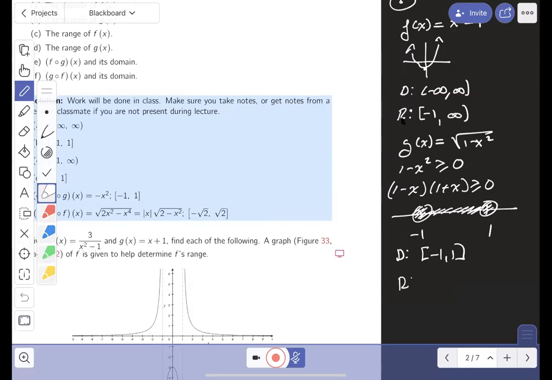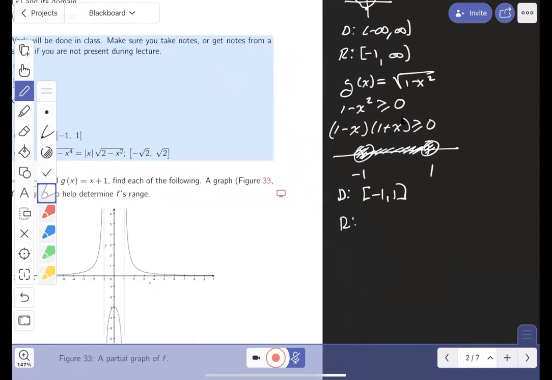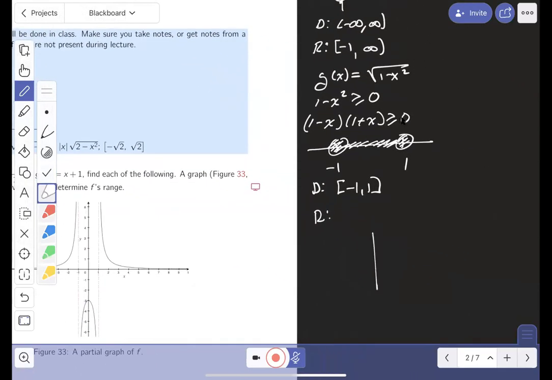And the range, I'm going to say you need a graph for that. All right. So I'm going to put a graph down. I know the graph starts at minus 1 and it stops at 1. This is somewhat familiar to me. It should be familiar to you as well. All right. I know it's 0 there. If you plug this in, you get 0. I pick a number in between that.